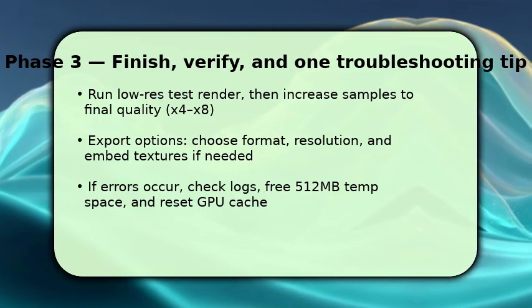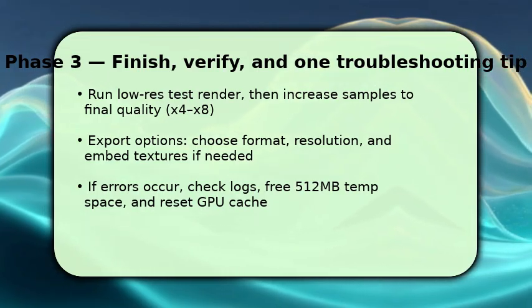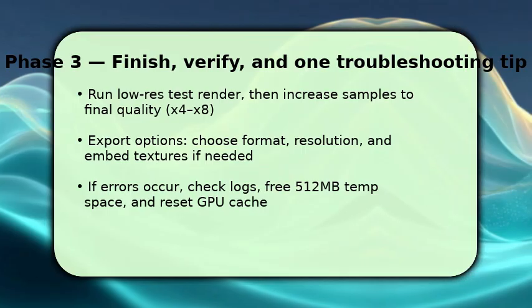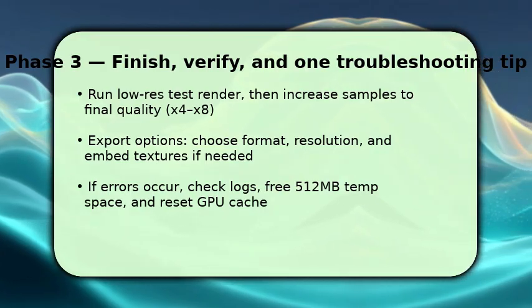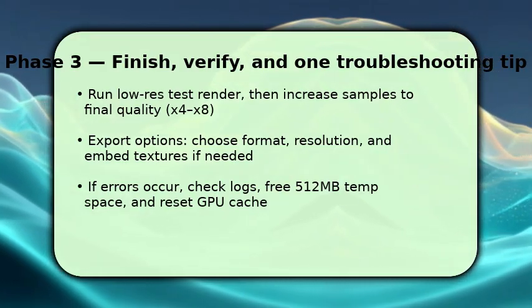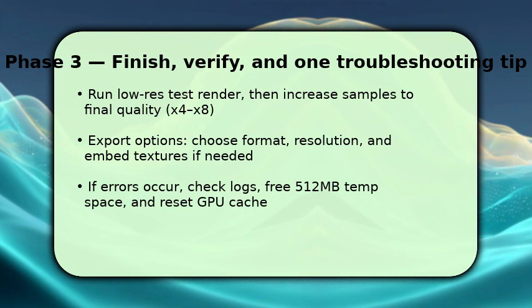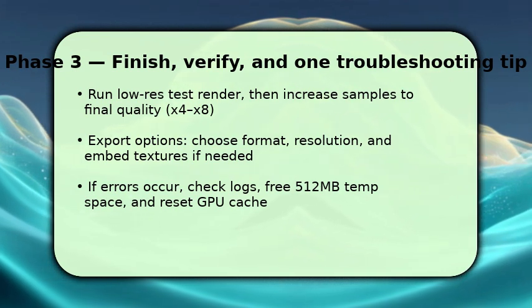If something breaks, consult the app log to isolate the issue, free at least 512 MB in temp storage, and reset the GPU cache. This resolves most renderer stalls. Finally, save a versioned copy.